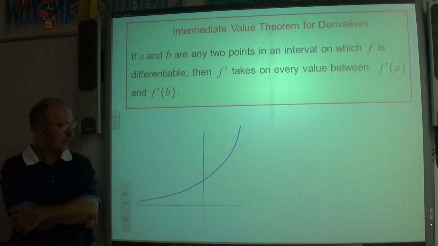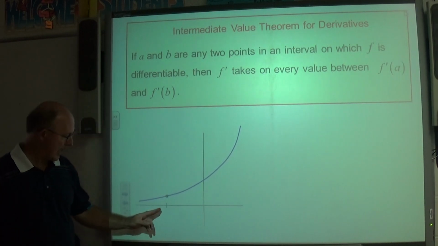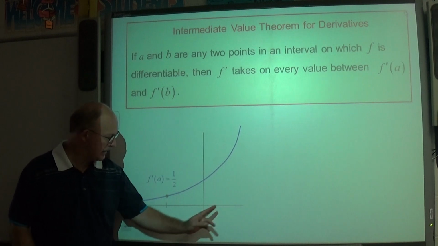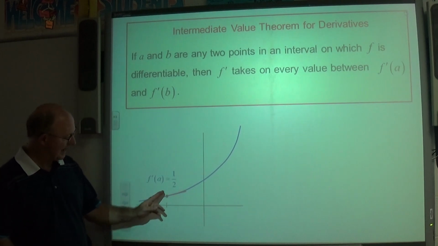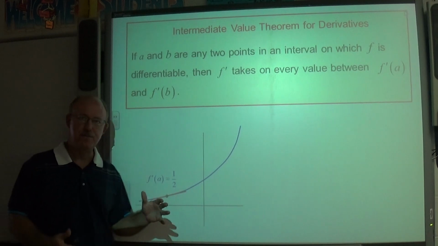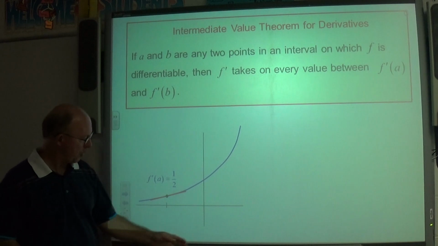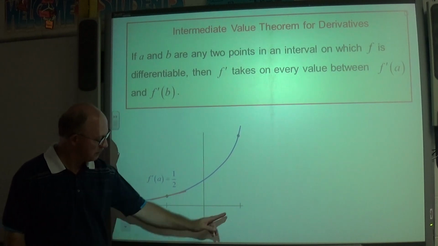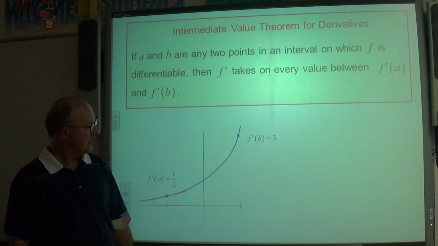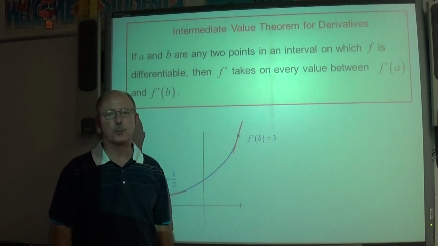And here's my curve. Now let's let a be here, and let's say the derivative at a is 1/2. Now 1/2 is fairly flat, so not very steep at all. So the derivative here is 1/2. Now let's put point B over on the other side here. You look at the slope at point B, very steep. So the derivative at B is 3, let's say.